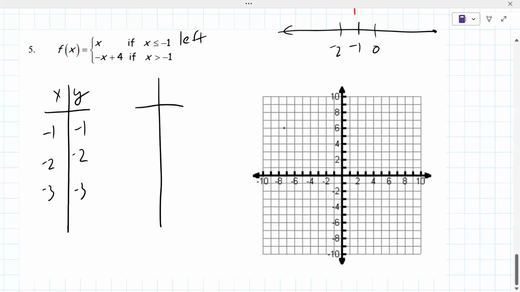Very good. Is it an open or a closed circle there? That is going to be closed. Okay, and I like to denote that. All right, how about on the other one?